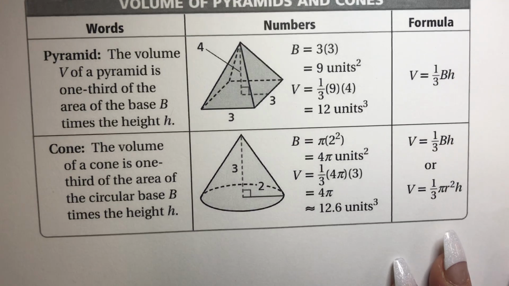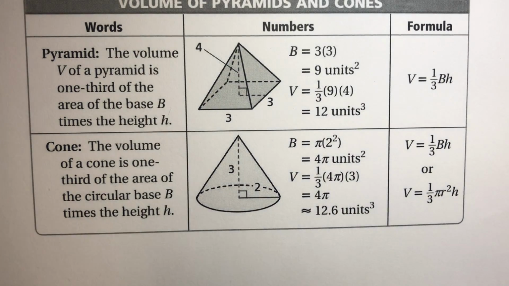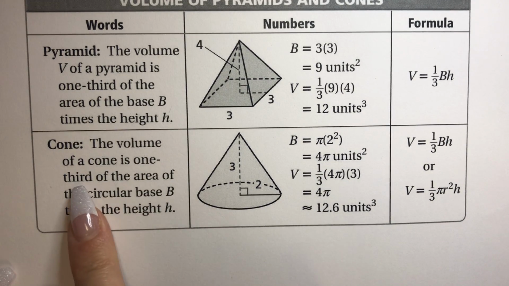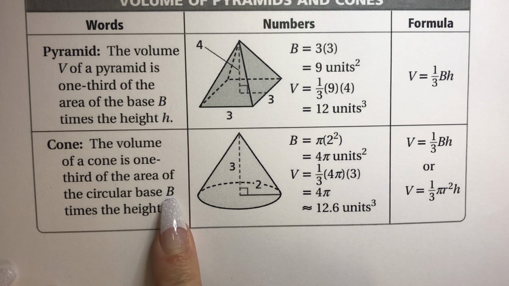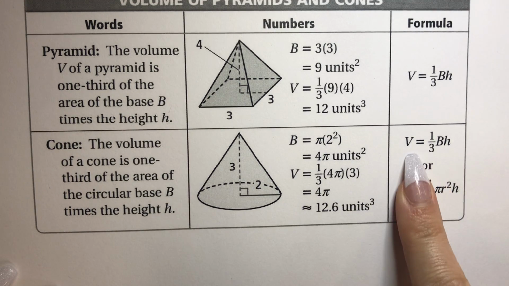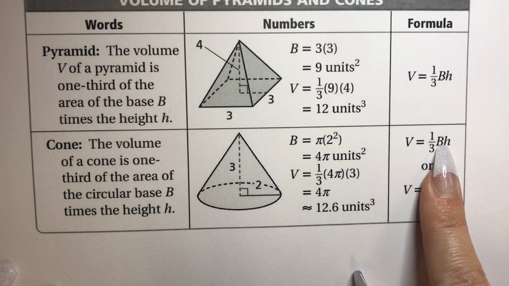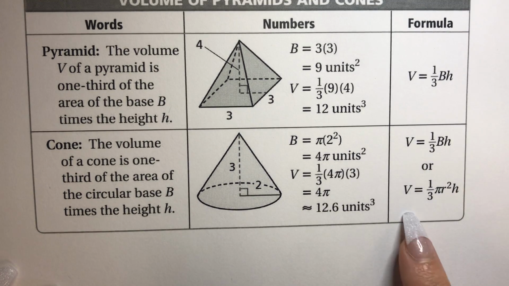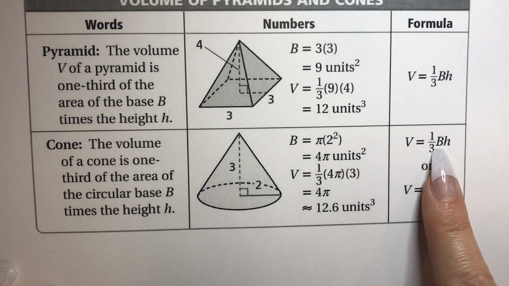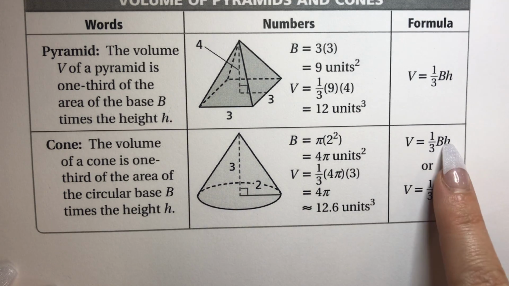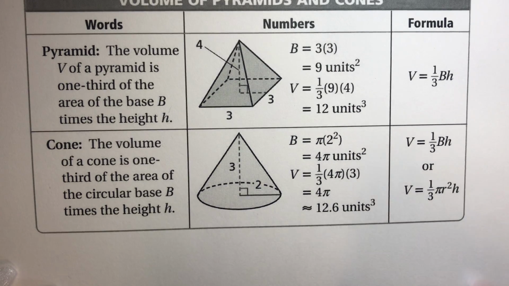Okay, let's look at how you'd find the volume of a cone. So here, the definition says the volume of a cone is 1/3 of the area of the circular base B times the height, right? So it's the same thing. Volume equals 1/3 times the base times the height, or volume equals 1/3, well, the base, right, that's the area of a circle, which is pi r squared, times the height, okay?